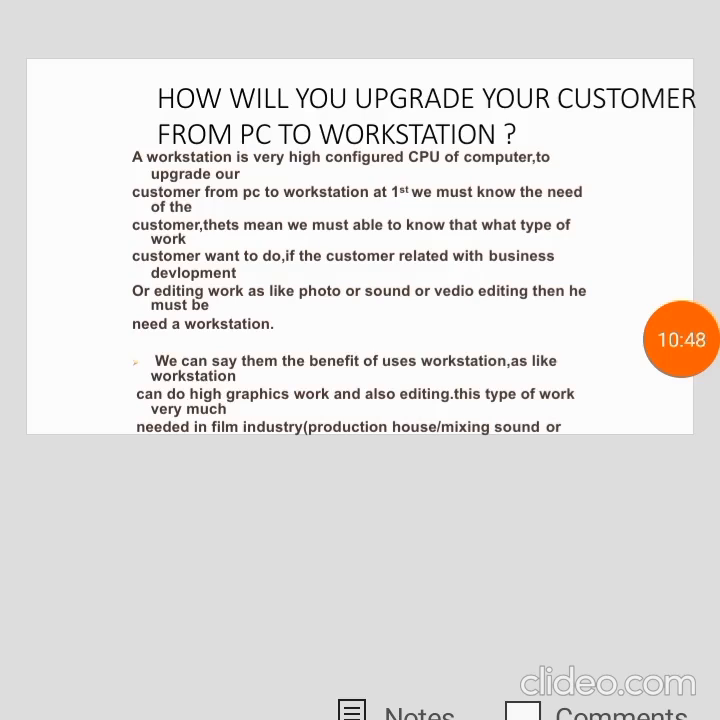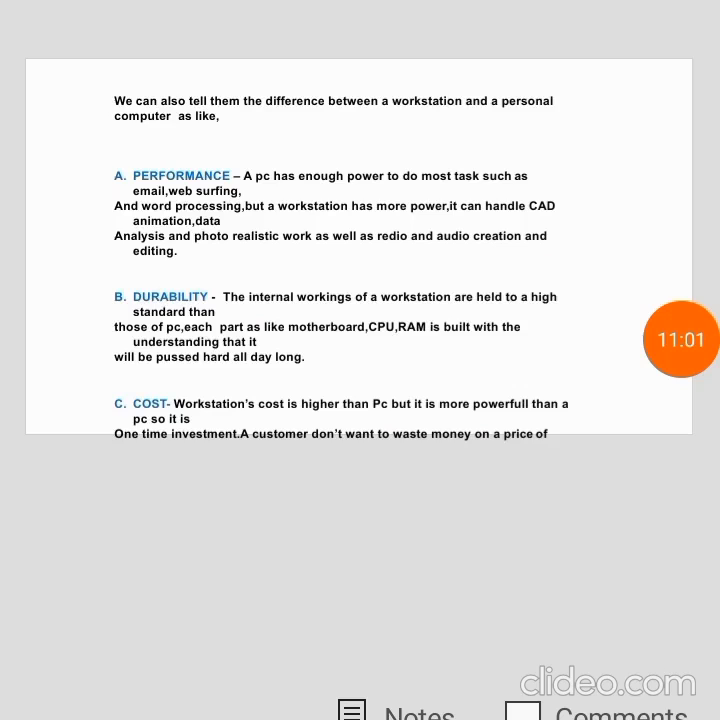To upgrade your customer from PC to workstation, at first we must know the need of the customer. If we know the need of the customer, with the help of this we can design a workstation which can perform the customer's work very easily and in a better way. There are many things on which we can base the formation of a workstation, like performance, the thing we want to perform, durability, and the cost should not be too high.